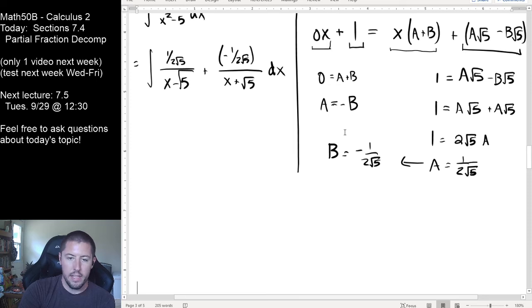Just like with the last one, these are going to be two super easy integrals. I just want to rewrite this in a maybe slightly cleaner form for myself. Pull my constant out front, rewrite it as two integrals.